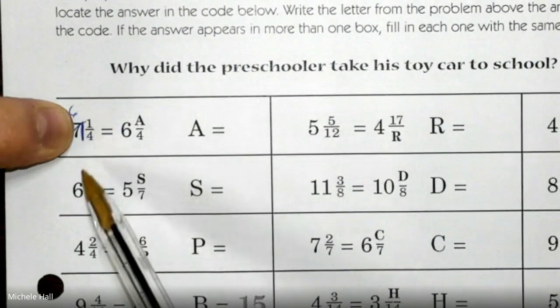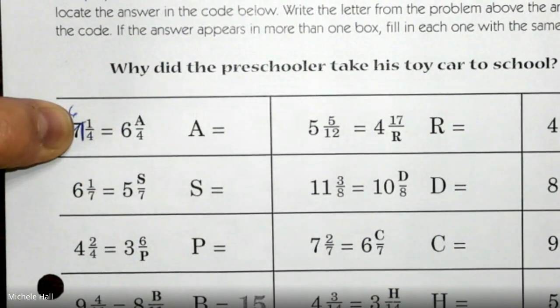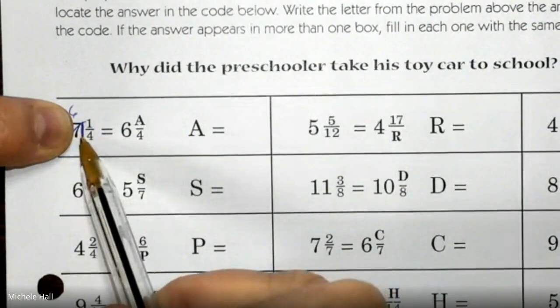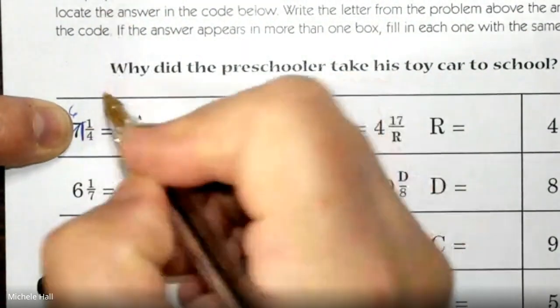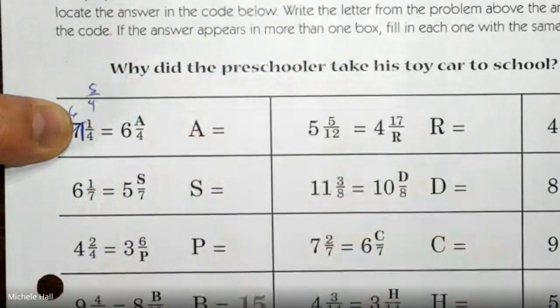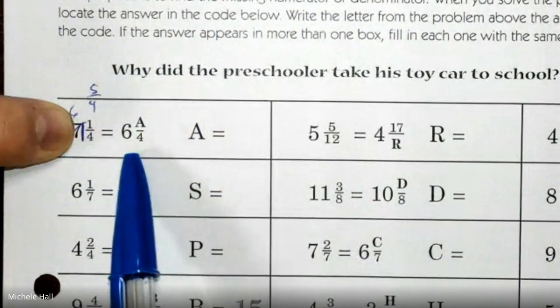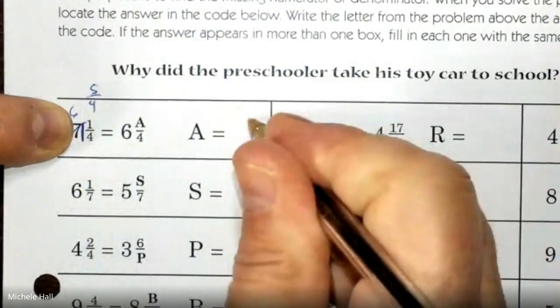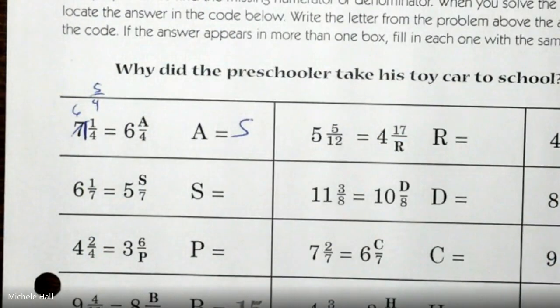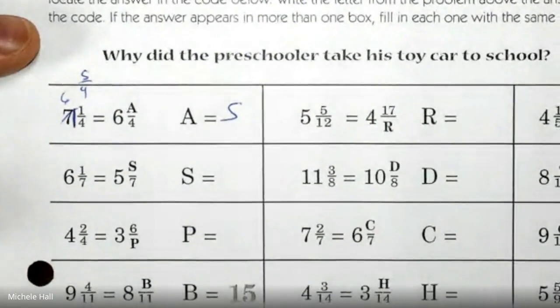What is 1 1/4 as an improper fraction? 5/4. Very good. 4 times 1 is 4, plus the 1 is 5/4. So now I can look and see the fraction. I know what A is. A is 5. Let's just practice some of these. We're just practicing borrowing. Okay, let's look at the next one.